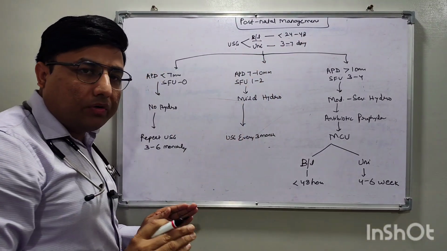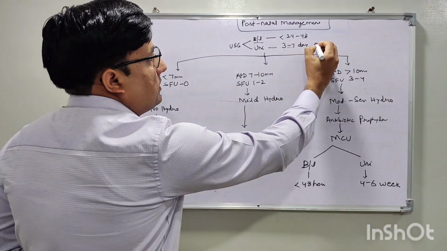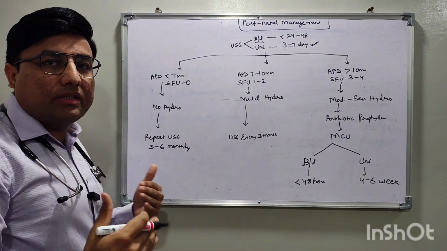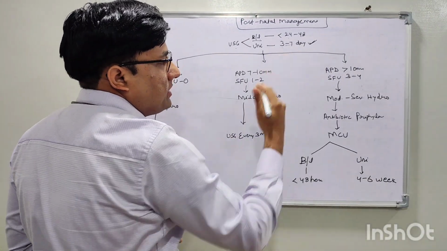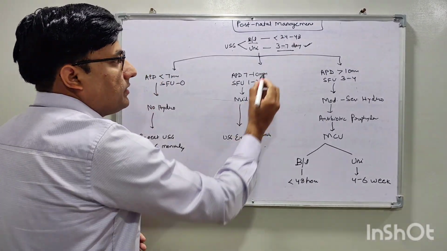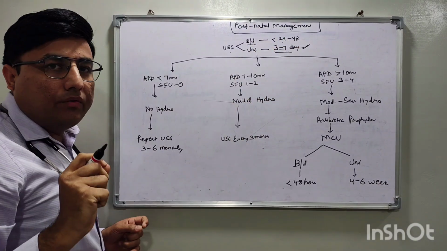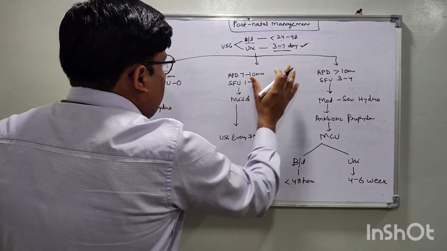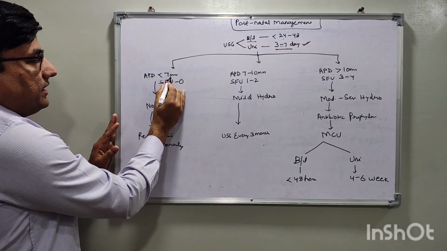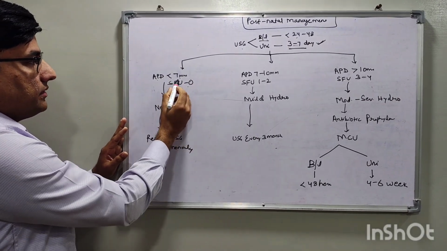But if hydronephrosis is unilateral, then we can do it between 3 to 7 days, because we should do USG after diuresis starts. In newborn babies, diuresis starts after the third day. So in unilateral cases, we should do USG between 3 to 7 days, but in bilateral, we should do it within 24 to 48 hours. Now, we have to categorize into 3 categories. First, if AP diameter is less than 7 mm or SFU grading is 0, it means there is no hydronephrosis.